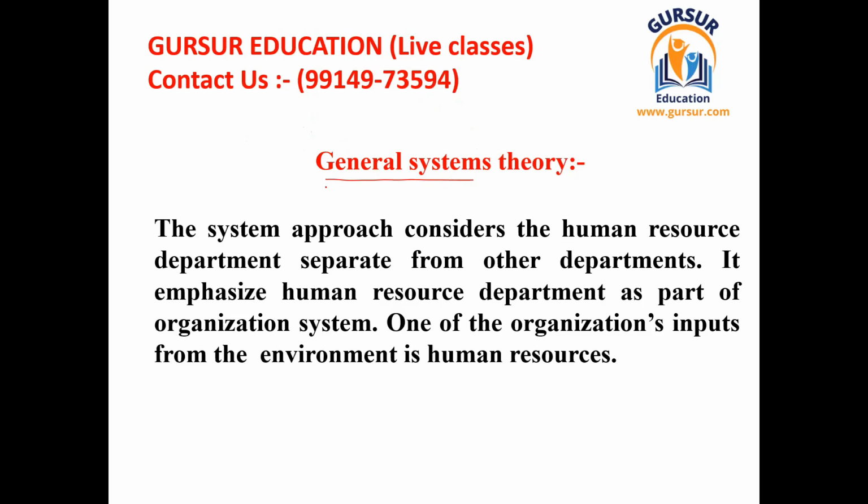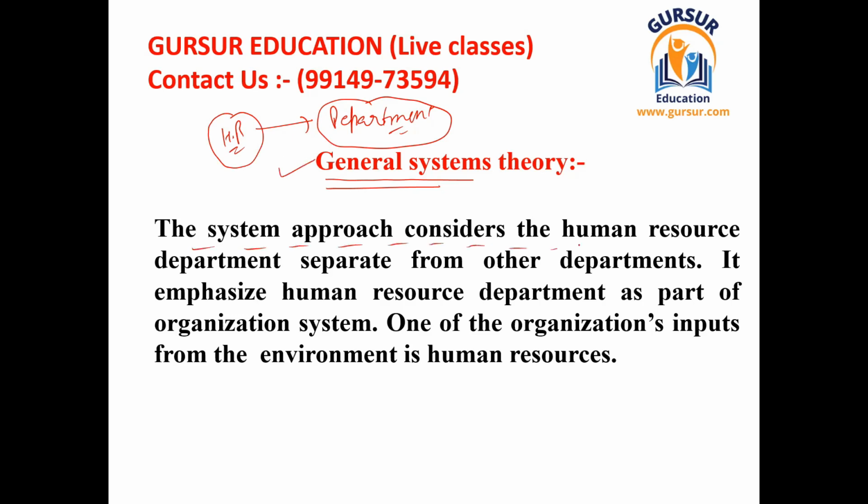And general system theory says that human resources are separate from other departments. Okay, they are a complete system in themselves. So they should be managed in a way like other departments or other systems of the corporation are managed. Okay, so this is the general system theory. The system approach considered the human resources department separate from other departments.